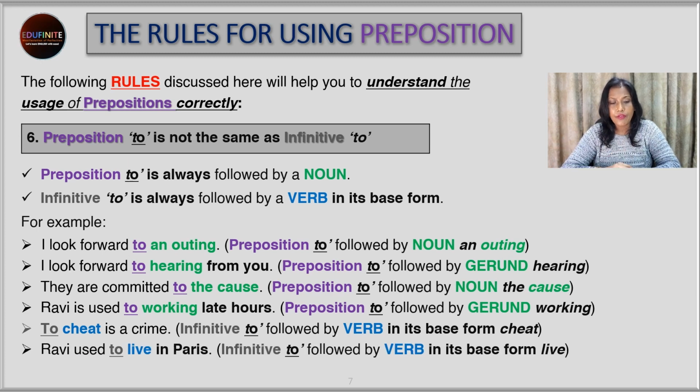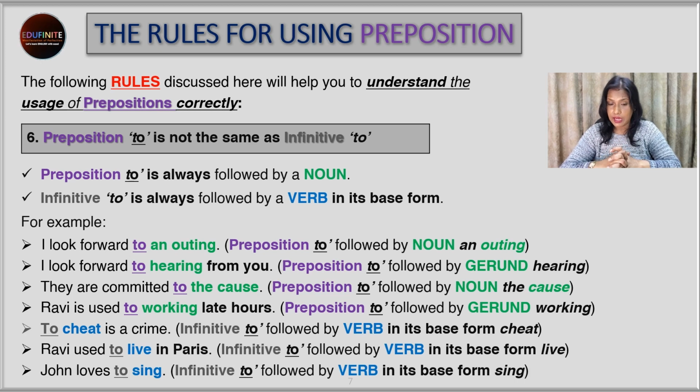Next, Ravi used to live in Paris. Again, to live. So live is the verb in its base form. So it's an infinitive. Next, John loves to sing. Again, what do we have? To plus the base form of the verb sing. So it is an infinitive. Well, the next set of rules.